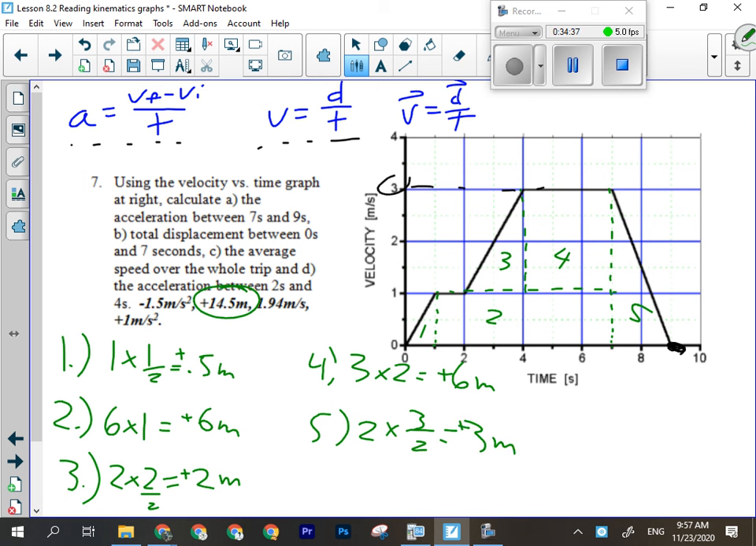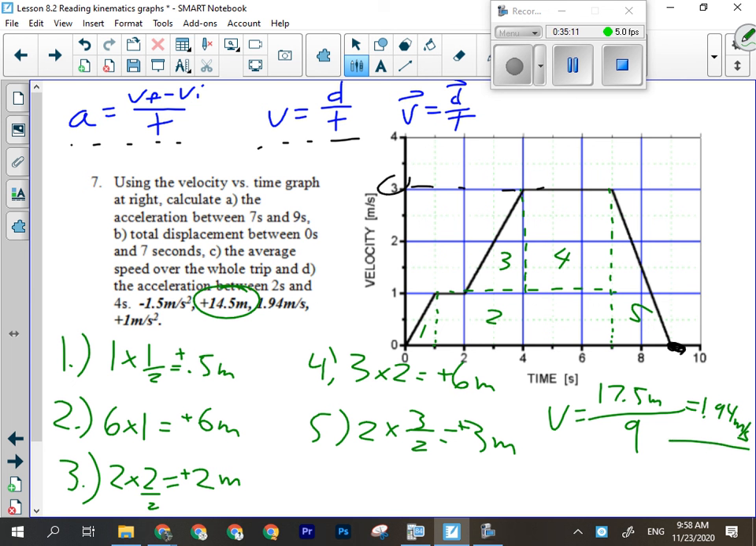So our total distance traveled is 17.5 meters. We're 14.5 up to here, and now it's 17.5. Distance and displacement in this case are equal because there's no backtracking. So our total distance is 17.5 meters. We're dividing that by 9 seconds, so we should get 1.94 meters per second. No direction on that because it's scalar.